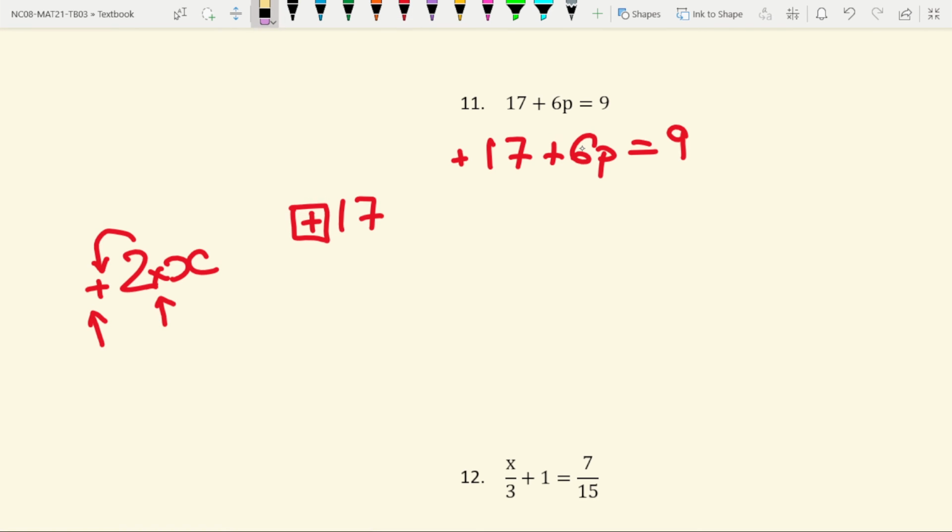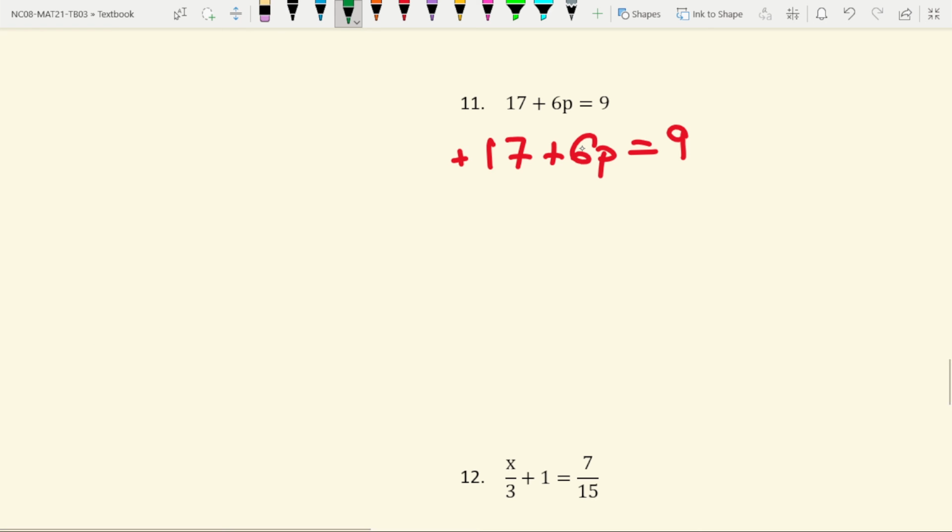So let me erase this first. Let us solve now. 6p is the unknown term. It should be in LHS. It is already in LHS. 9 is a known term. It should be in RHS. It is already in RHS.